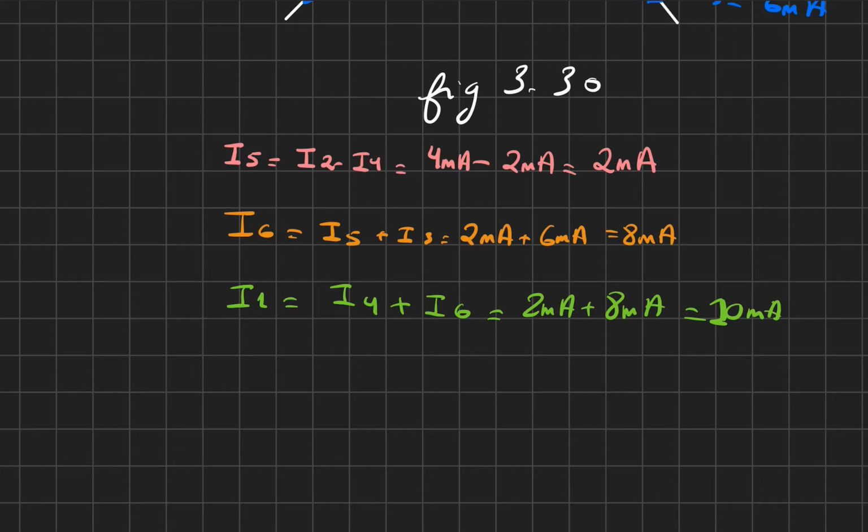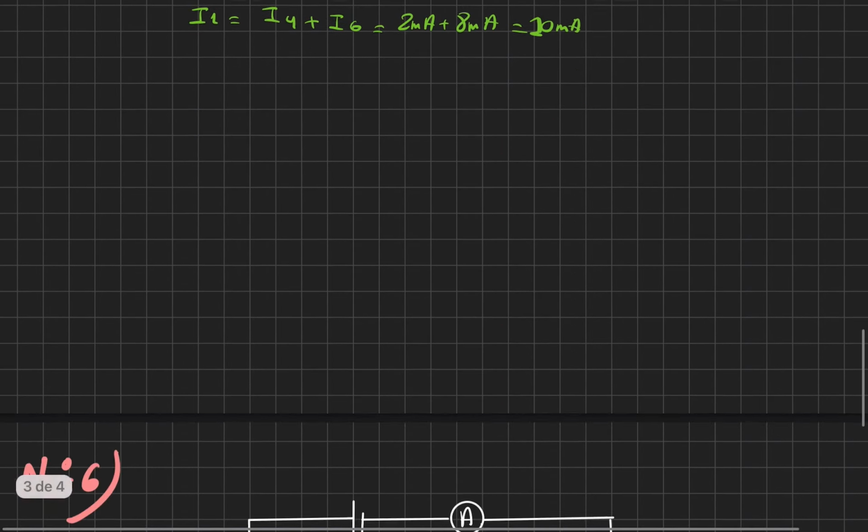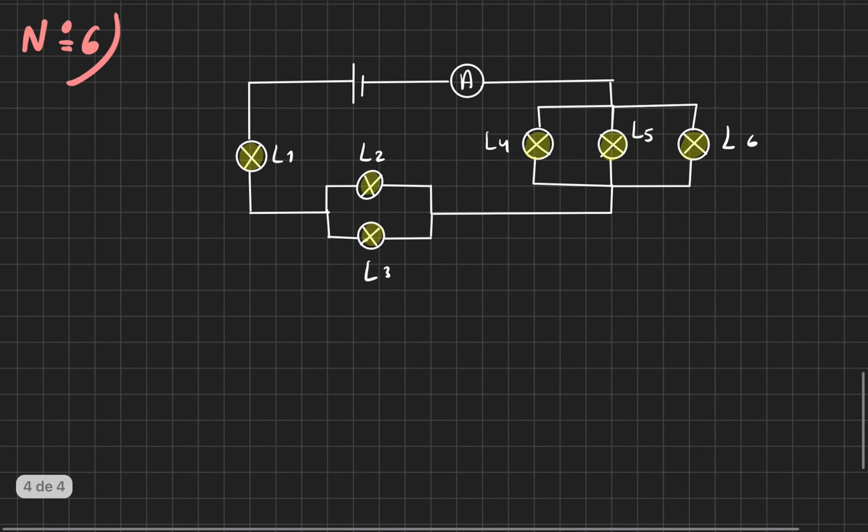Okay. So we just calculated what they want. They wanted I5, I6, and I1. We just got I5, I6, and I1. Now let's move to number 6. Number 6 is here.